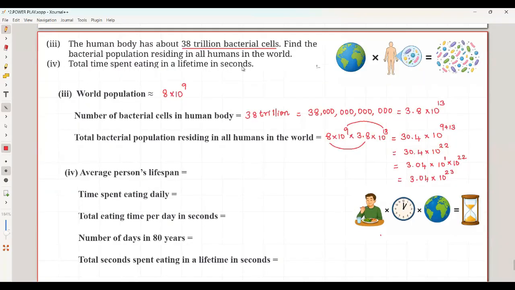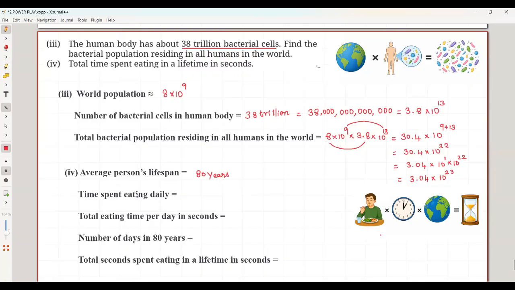In a lifetime, in seconds, they are asking. Average person lifetime, lifespan. I am just taking 80 years. Average we will be writing 80 years.